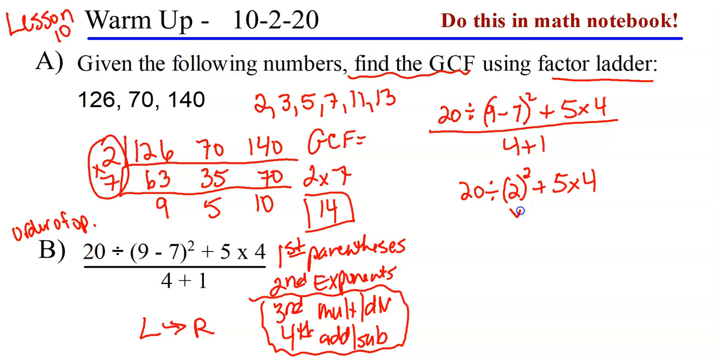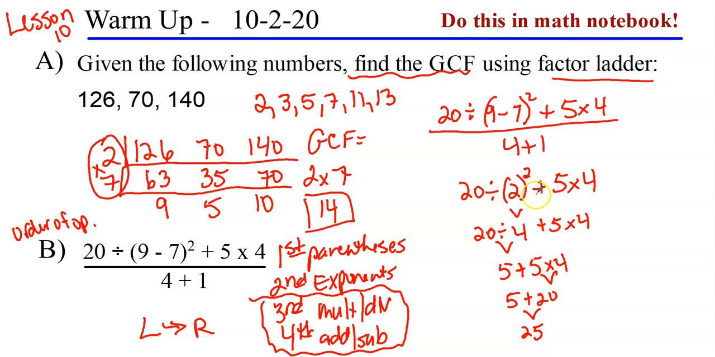2 squared is 4, so I get 20 divided by 4 plus 5 times 4. Now remember I said with multiplication and division, you do whichever one comes first from left to right. That means I'm going to do this one first. So 20 divided by 4 is 5. So now I have 5 plus 5 times 4. But remember I need to do multiplication next. So I have to do the 5 times 4 next. So I have 5 plus 20, and then this becomes 25.